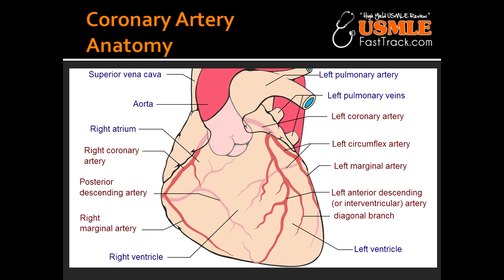There's also the left circumflex coronary artery, which goes to the back of the heart, and there's also the left marginal artery. Going now onto the right side, you see the right coronary artery, known as the RCA. There's also the acute marginal artery and the posterior descending artery, also known as the interventricular artery.